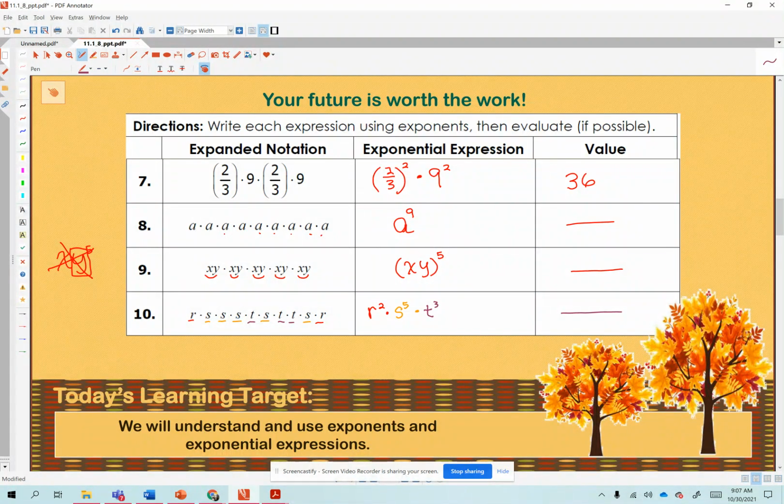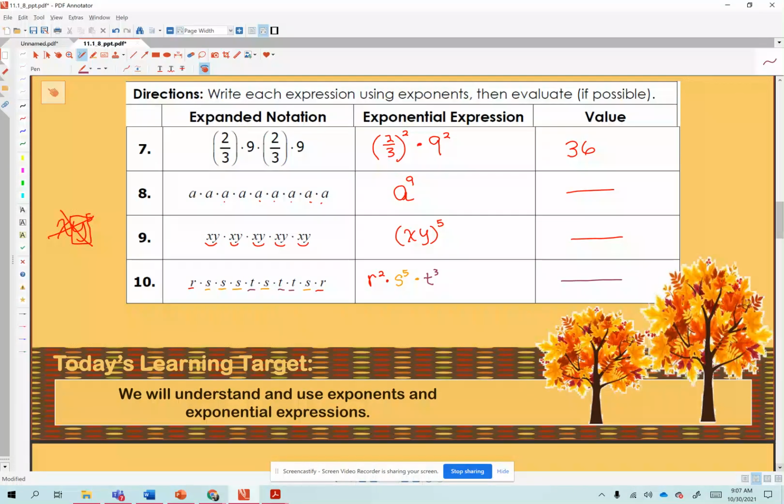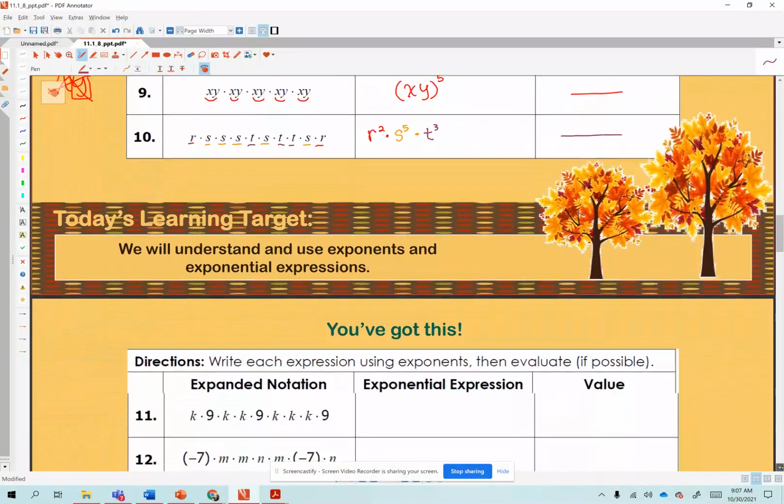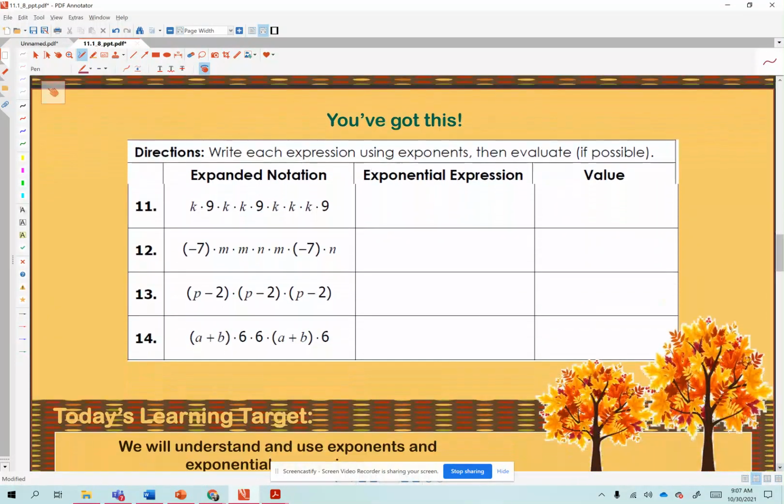So let's move on to number 11. And we've got K's and 9's. Reminds us of a police dog. So we've got, let's count the K's. 1, 2, 3, 4, 5, 6. So we have K to the 6th power. And now we'll count the 9's. We have 1, 2, 3. So K to the 6th power times 9 to the 3rd power.